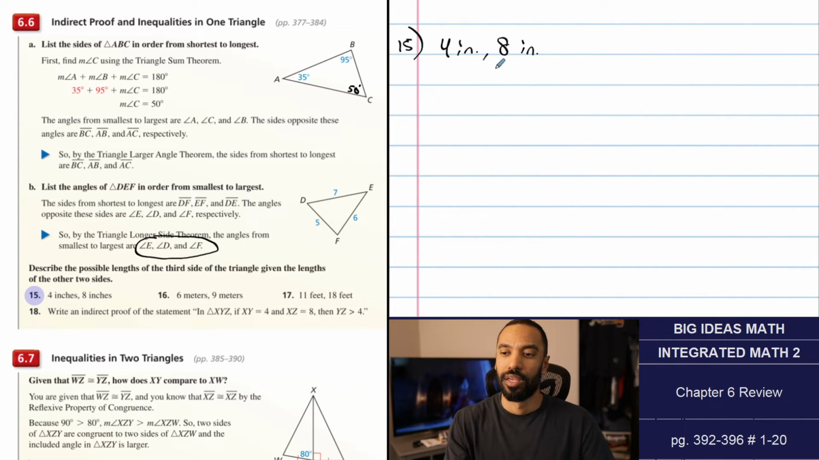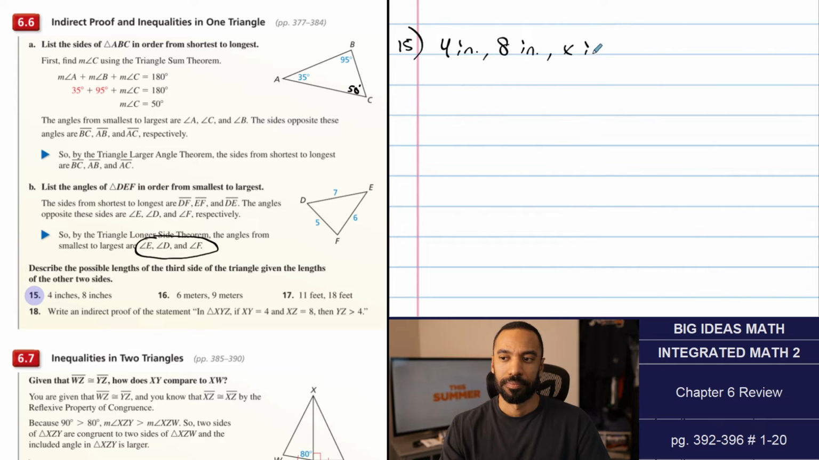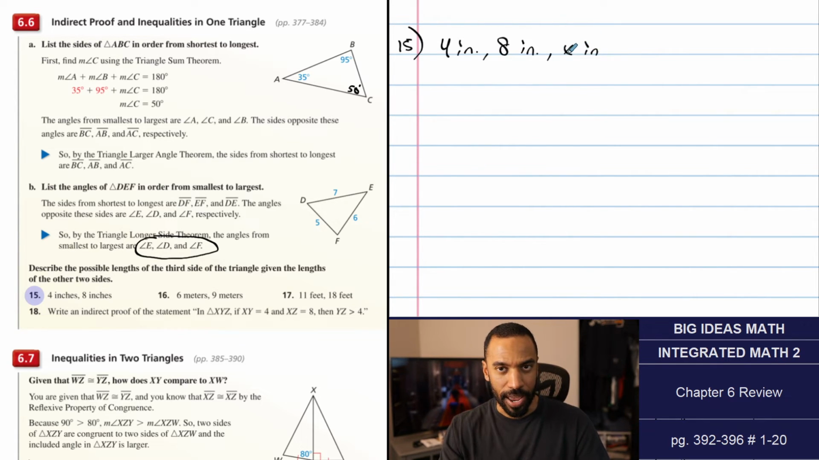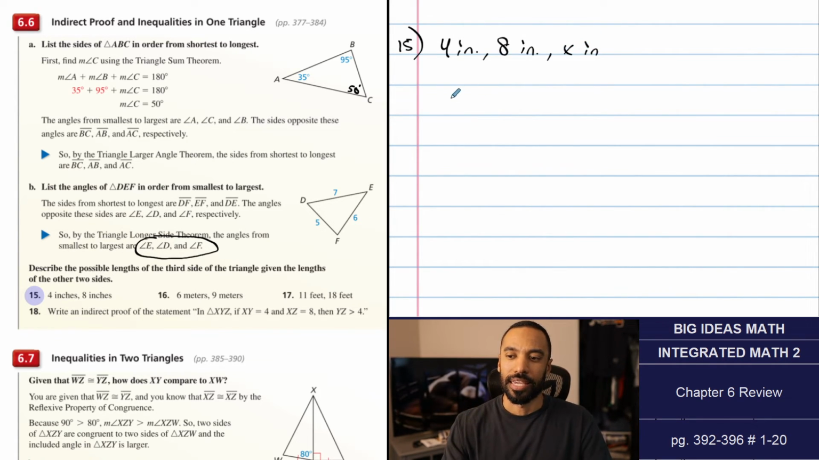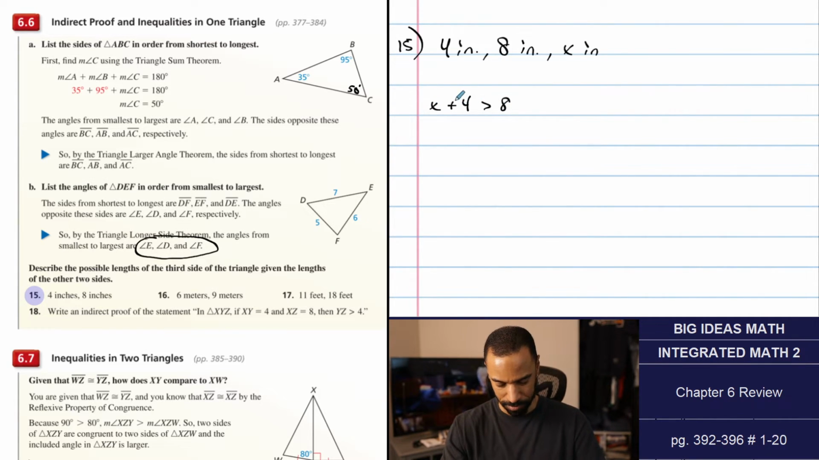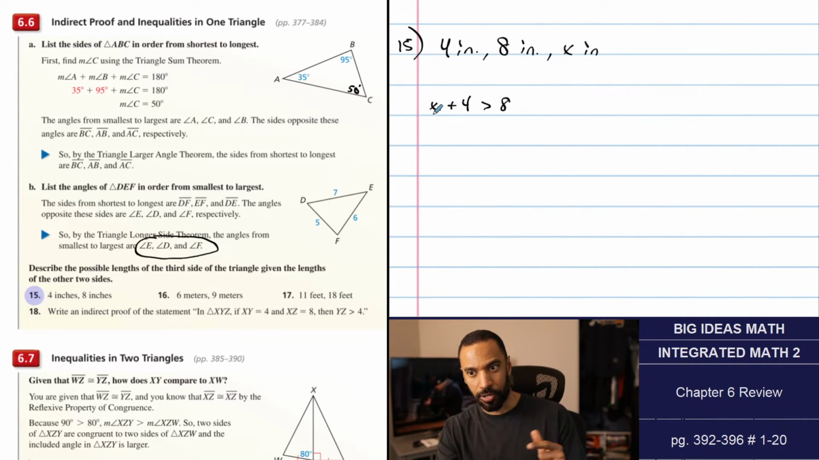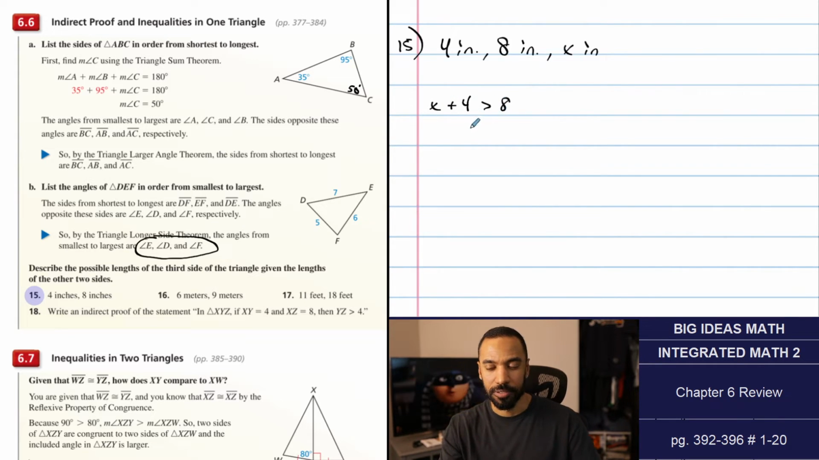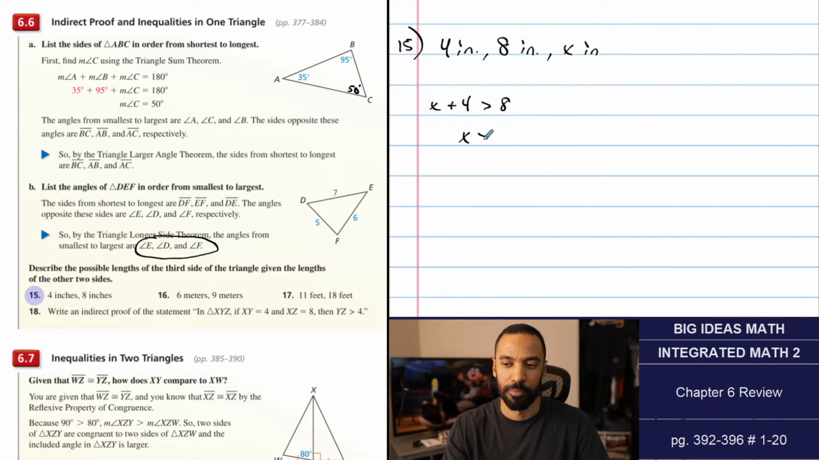Case in point, I'm going to have some unknown x as well. And I got to figure out the different values for x. So I can either, remember 8's longer than 4, right? The small case for x is if x plus 4 has to be greater than 8. The sum of any two sides of a triangle has to be bigger than the third side. So imagine x was one of the smaller sides. If I subtract 4 from both sides, x would be greater than 4 inches, like so.